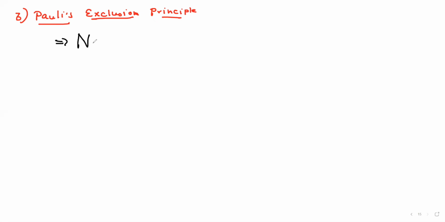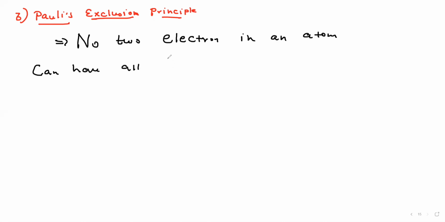No two electrons in an atom can have all four quantum numbers the same. All four quantum numbers cannot be the same.